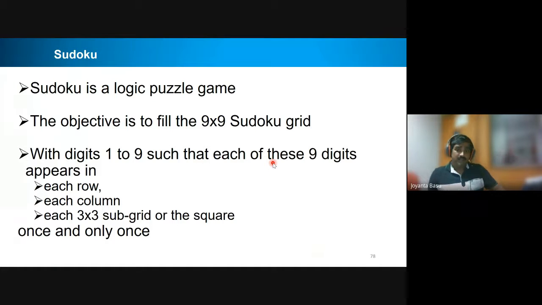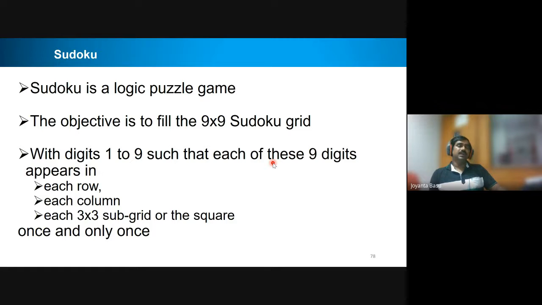It's 1 to 9. It's a bigger grid, with 9 rows and 9 columns. Okay, so it has 3 by 3 subgrids, so it's a big problem. Why am I taking this Sudoku? Because all of you are very familiar with solving this logic problem, and if you solve Sudoku every day, it will increase your computational thinking.